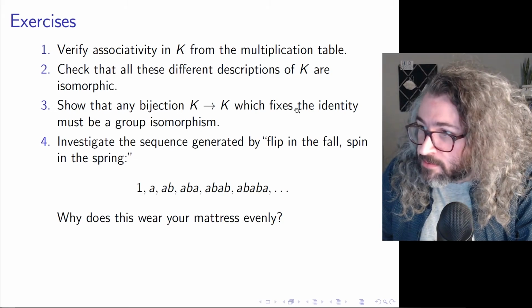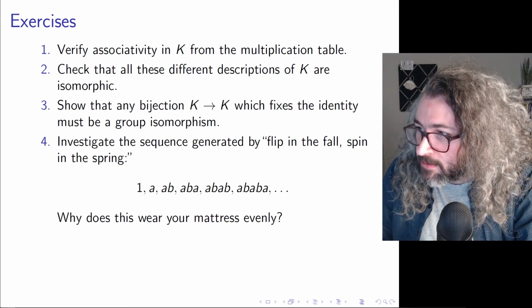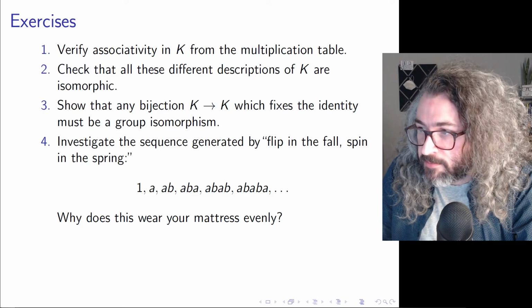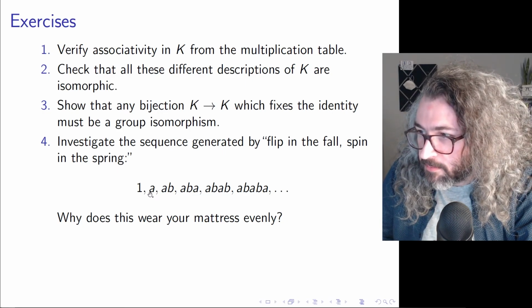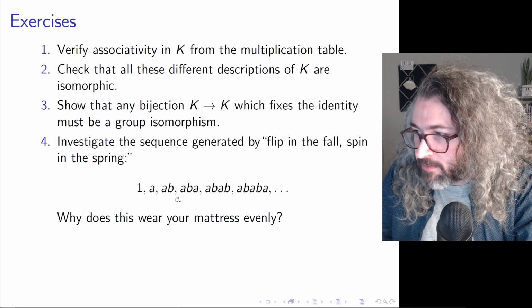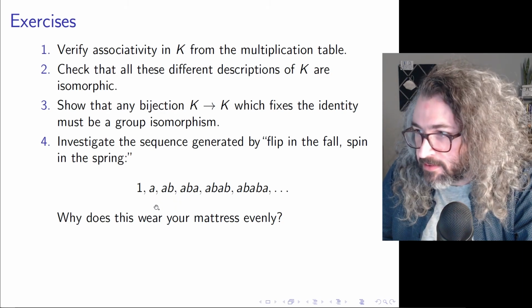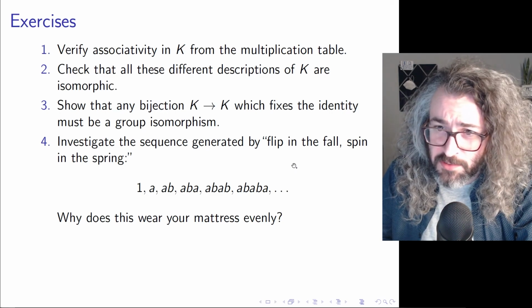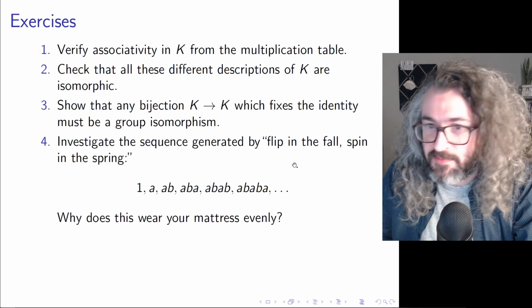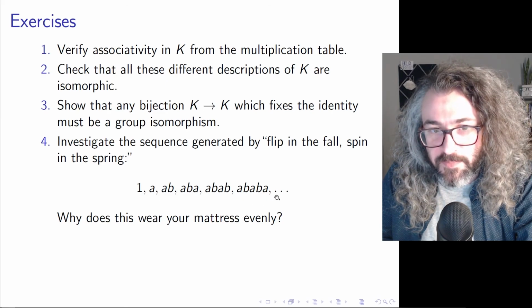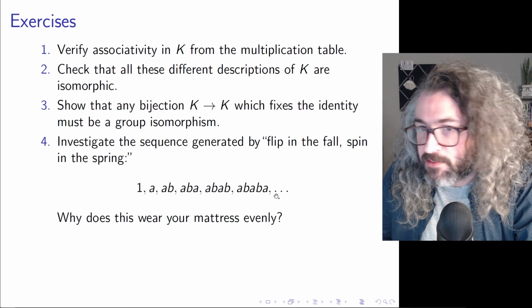For exercise 4, investigate the sequence generated by flip in the fall, spin in the spring. So I'm saying A is flip and B is spin. So if you flip, spin, and then flip, spin, you get this sequence. And my question is, why does this actually wear your mattress evenly? Can you say something about the way A, B, and C show up in this sequence?